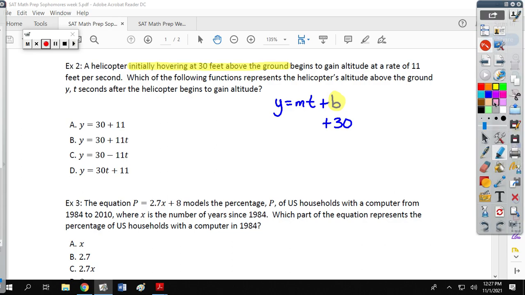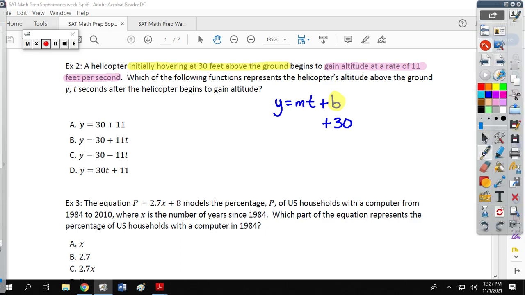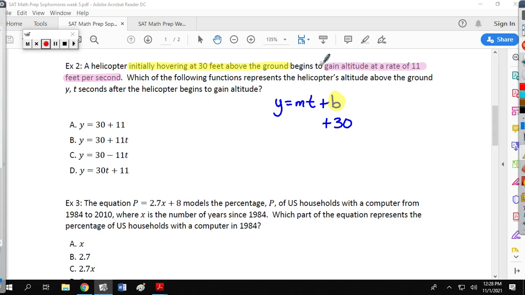So the 30 should be our b value. The other key word in this particular problem is the word rate. We're told that our helicopter is gaining altitude at a rate of 11 feet per second. That would indicate that 11, in particular positive 11, because of the word gain, is our slope. So the equation would be y equals 11t plus 30. Now if you look at your options, hopefully we would all recognize that letter B is that equation.